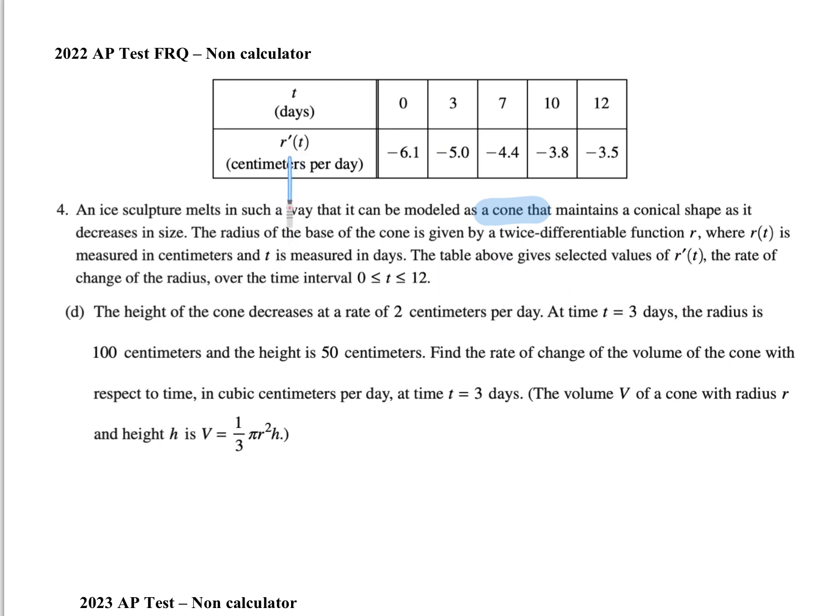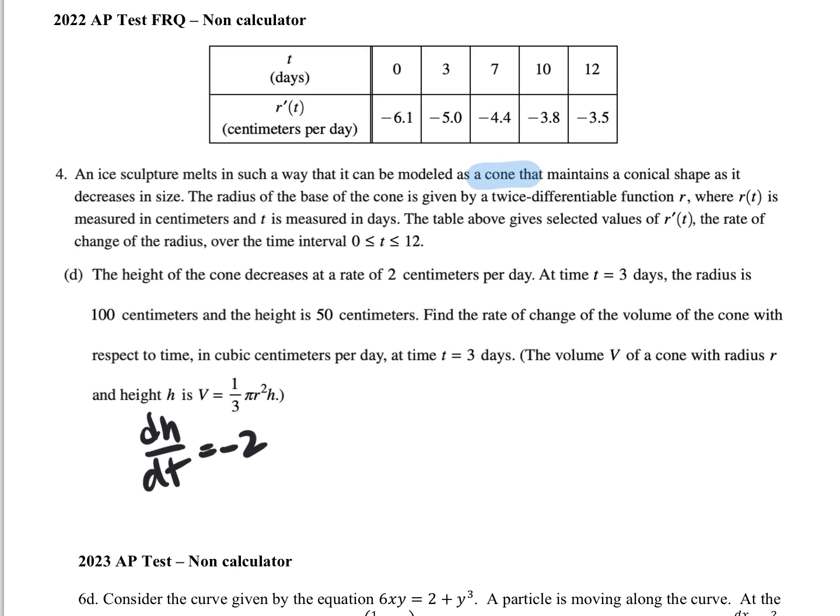What would that be talking about? The rate of change of that radius. If it's melting, what do you think is going to happen to that radius? It's going to shrink. That's why we got negatives. The height of the cone decreases at a rate of 2 centimeters per day. H or dH/dt? dH/dt: negative 2.